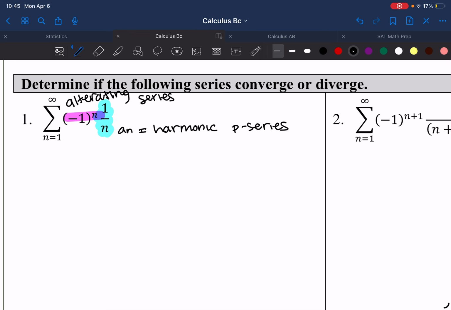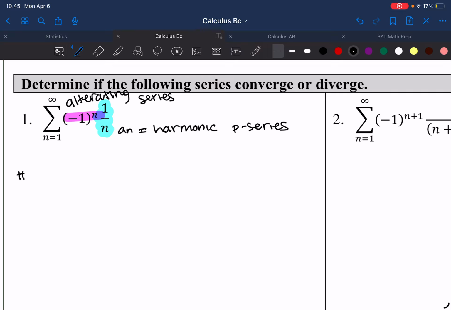And if you remember from those notes, we know that a harmonic p-series is going to diverge. But since this is an alternating harmonic p-series, we're going to have to check to see if this still diverges or if it's going to converge. So in order to check this, we check both conditions.